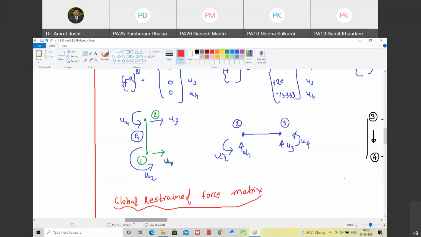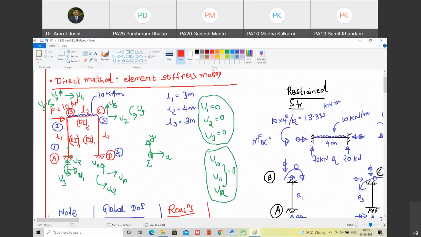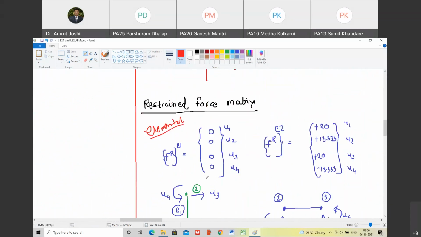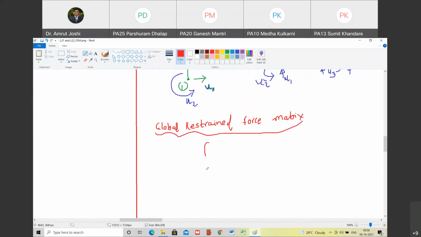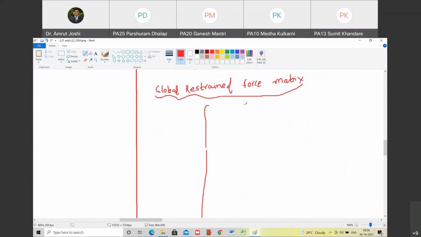Now, in global restrained force matrix, what should I be restraining? I should be restraining all global degrees of freedom. Are you with me? Yes, sir. The moment I restrain all global degrees of freedom, U1, U2, U3, up to U10, U11, and U12, this matrix is going to be of the size 12 cross 1. Do you agree with me? Yes, sir. So, how is it going to look?